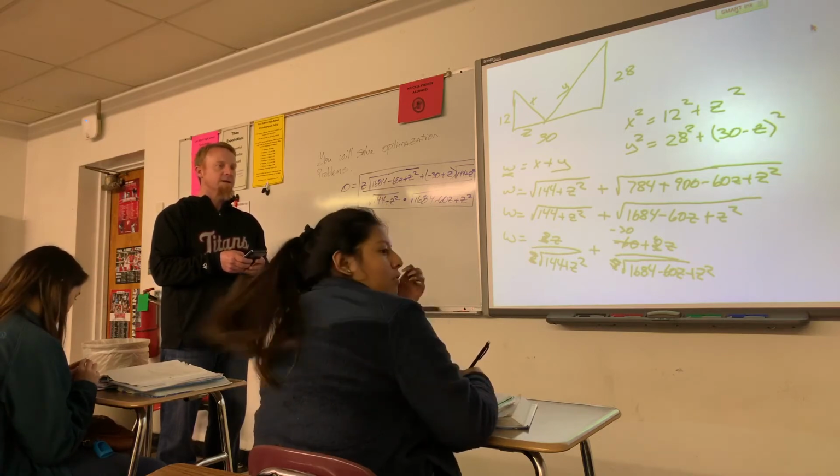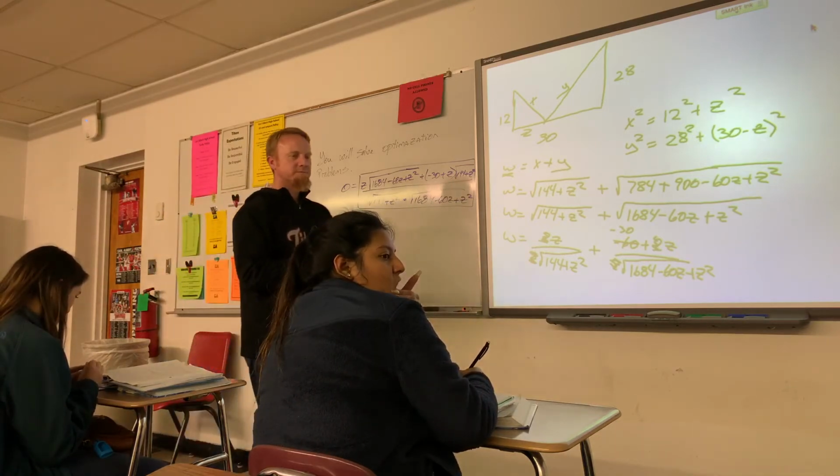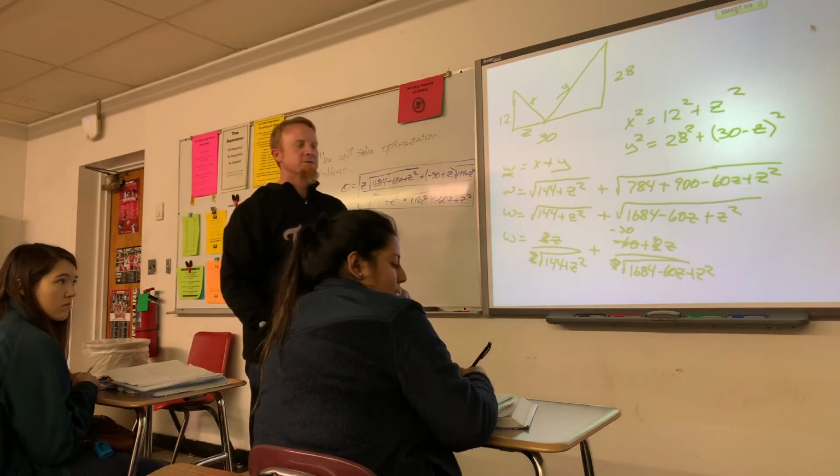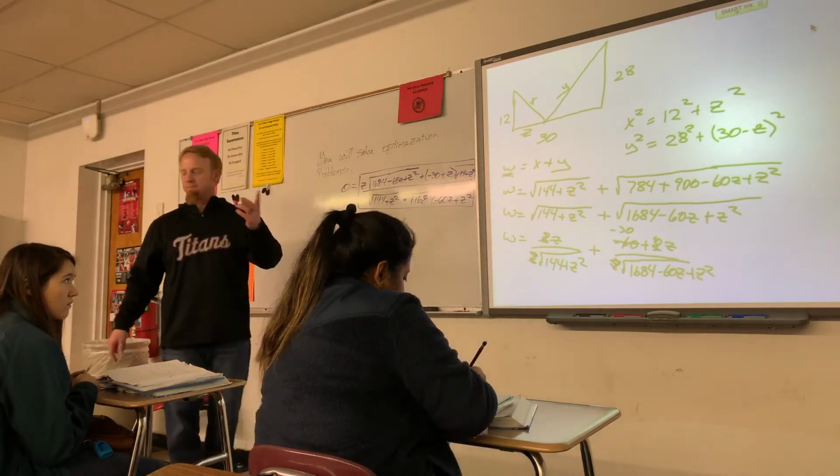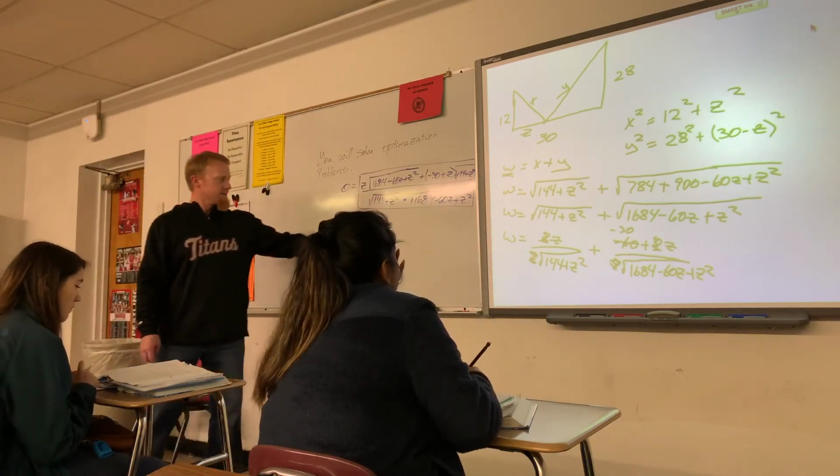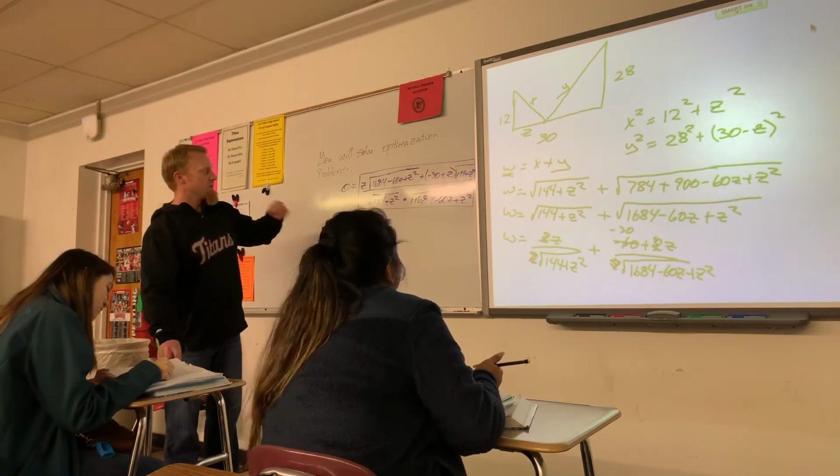What does it say? Negative 22.5. All right, so we don't want that. You're right, so it's not in our domain. So that means 9 is what we want.